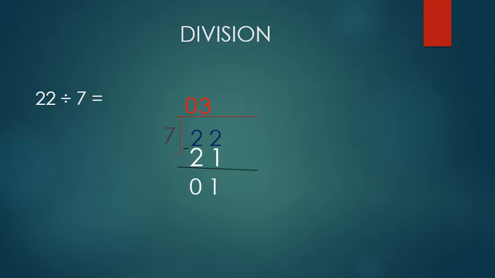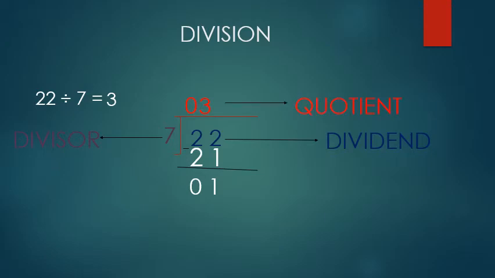Let's learn the components. 22 is the dividend. 7 is the divisor. The answer written at the top is called the quotient. And the number which we get after subtraction is the remainder. Okay, the larger number is the dividend, the smaller number is the divisor, the answer which we write at the top is the quotient, and the number which we get after subtraction is the remainder. These are the components of division.